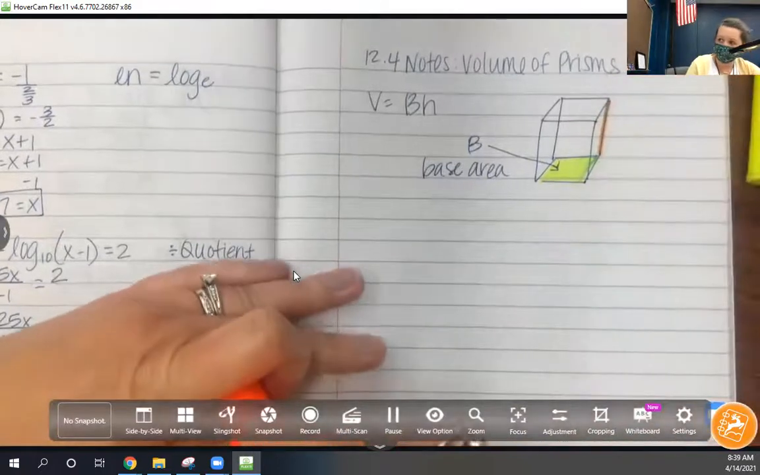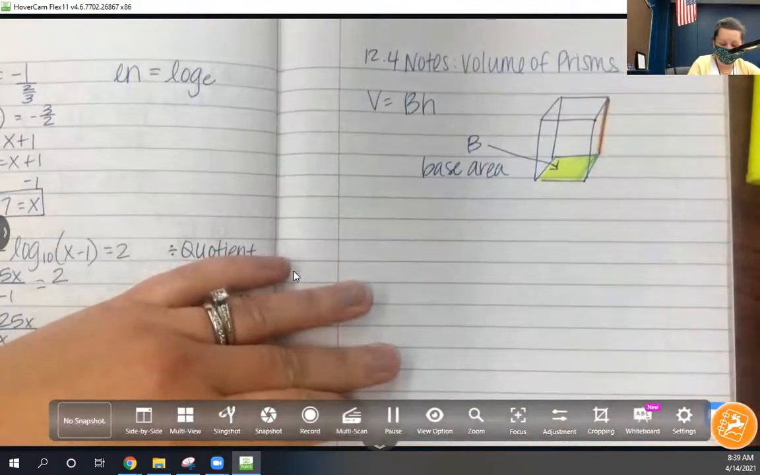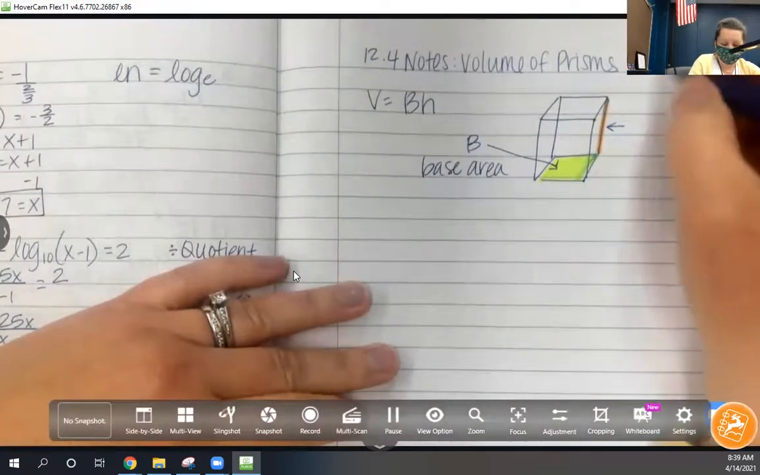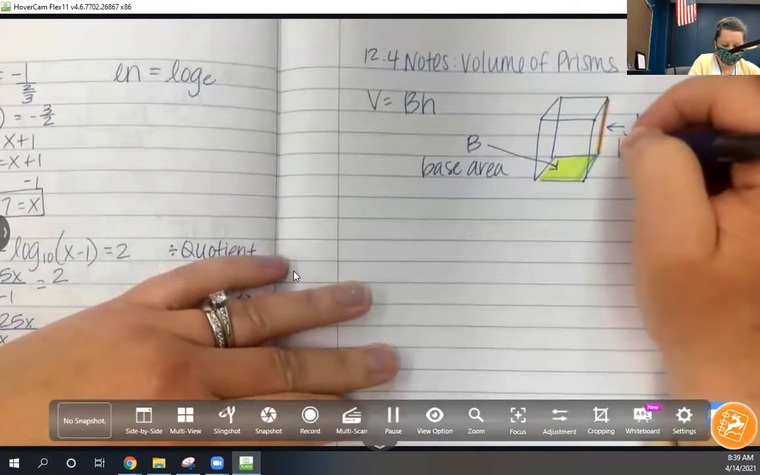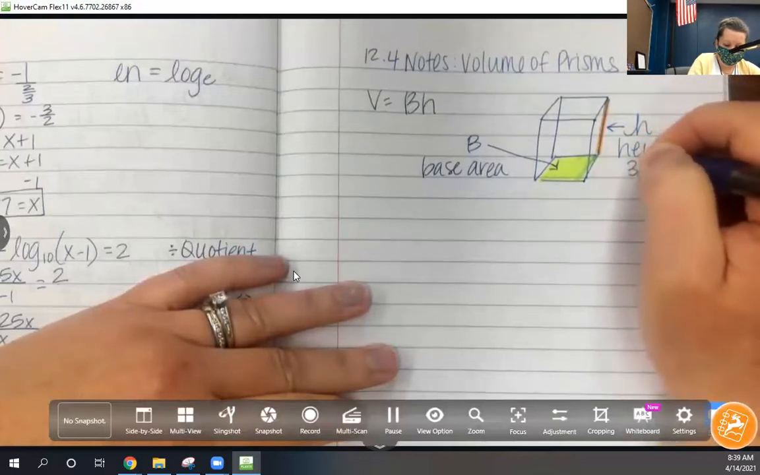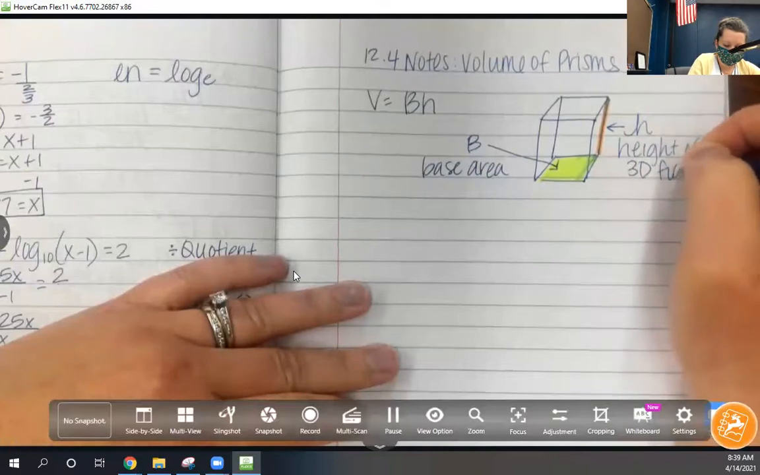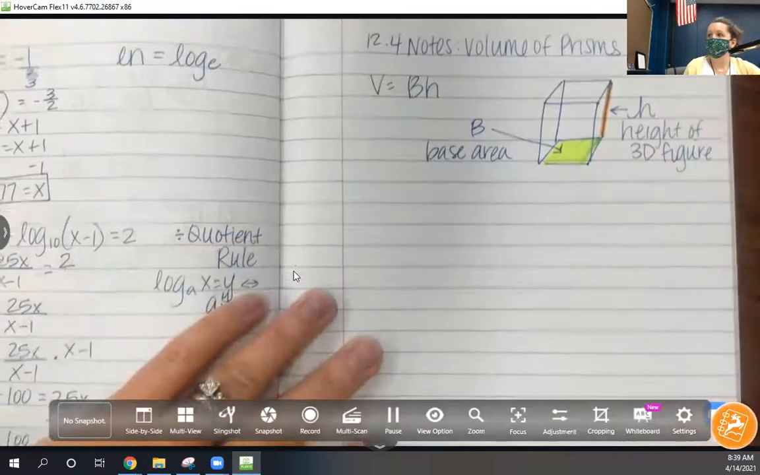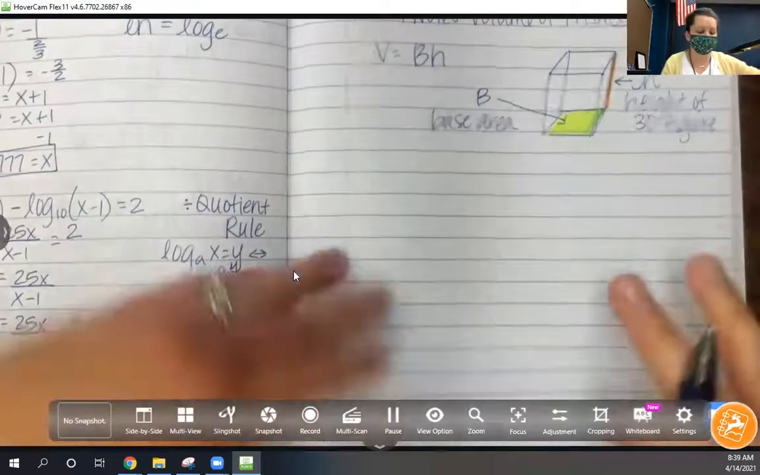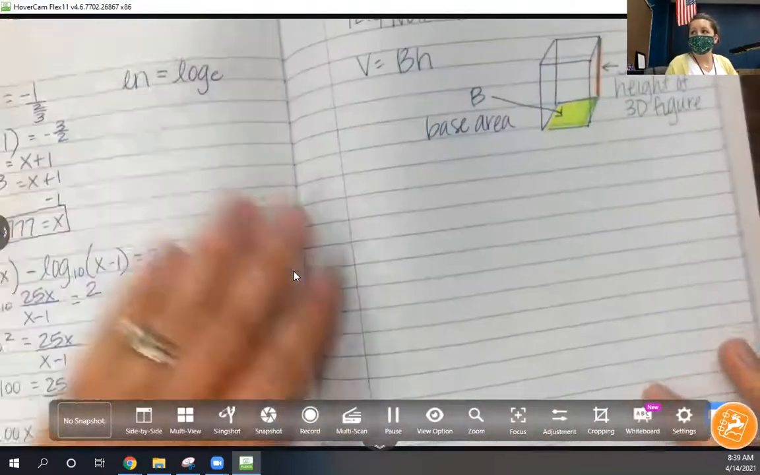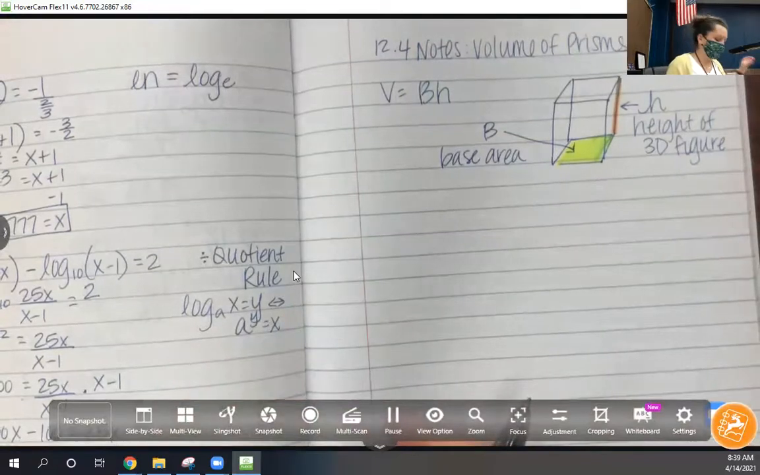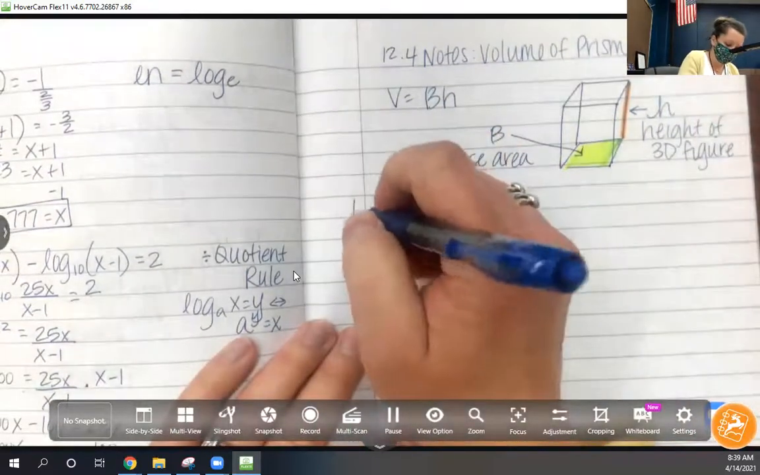When we look at triangular prisms, sometimes we use height as the height of the triangle, but in this case, we're going to be using H as the height of the figure. So don't get those confused. Let's take a couple of glances at some examples here. Here's one example from your notes, in the extra practice number 1.